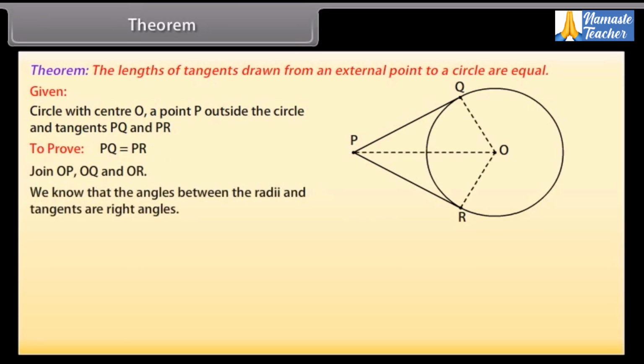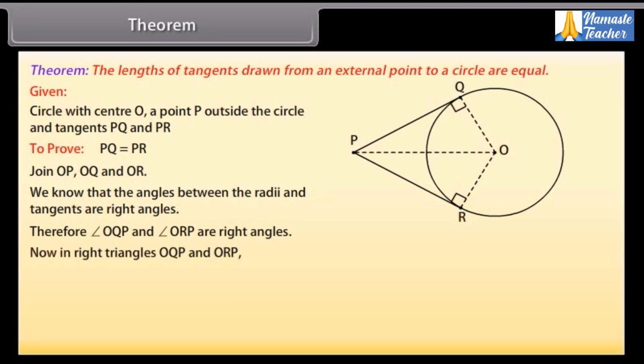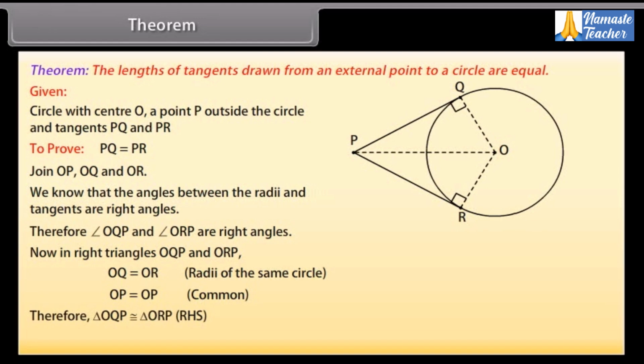Let's join OP, OQ, and OR. Now we know that the angles between the radii and tangents are right angles. Therefore, angle OQP and angle ORP are right angles. Now in right triangles OQP and ORP, OQ is equal to OR because these are the radii of the same circle. OP is equal to OP, common. Therefore, by RHS congruence rule, triangle OQP is congruent to triangle ORP. This gives PQ is equal to PR because corresponding parts of congruent triangles are always congruent.